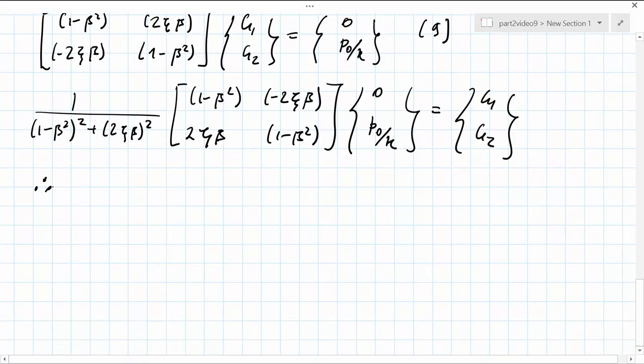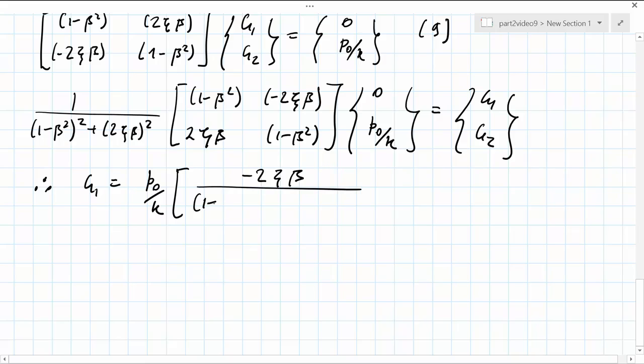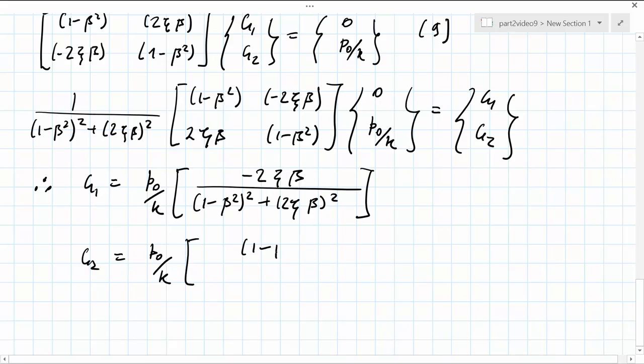Therefore, G1 is equal to P naught over K times minus 2 zeta beta over 1 minus beta squared all squared plus 2 times zeta beta squared. G2 is equal to P naught over K times 1 minus beta squared over 1 minus beta squared all squared plus 2 times zeta beta all squared.